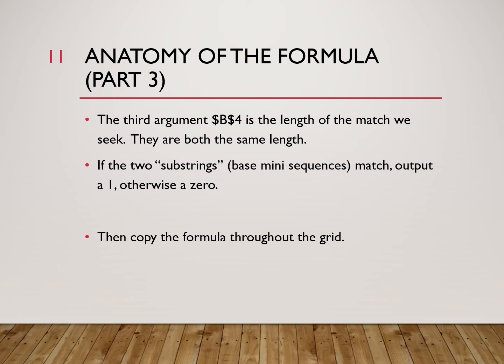So again, IF always takes a true-false question, then what you want to do if it's true and what you want to do if it's false. The MID is pulling out the two little substrings, or mini base sequences, and then with the equals sign we are asking if they are a match. If they are a match, we will put out a 1. If they are not a match, we will put out a 0.